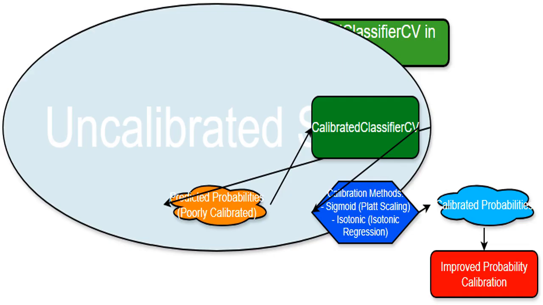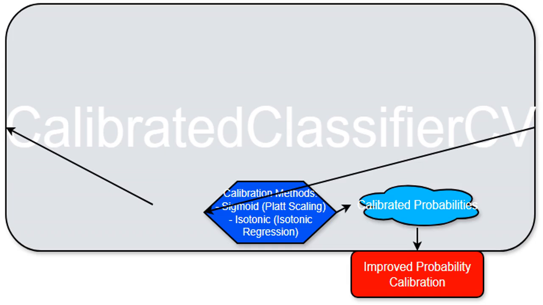I start with a support vector machine, SVM, that's not doing a great job of predicting probabilities. Its predictions are unreliable. A predicted probability of 0.8 might not actually mean an 80% chance of the event happening. I use scikit-learn's CalibratedClassifierCV to fix this. This tool takes my unreliable SVM and makes its probability predictions more accurate. Think of it as a probability calibration tool, refining the raw predictions from the SVM.